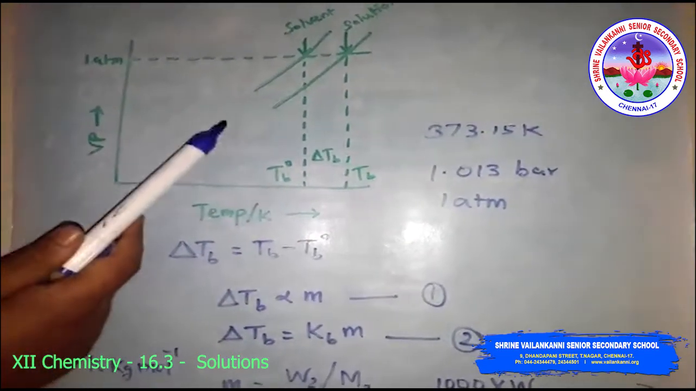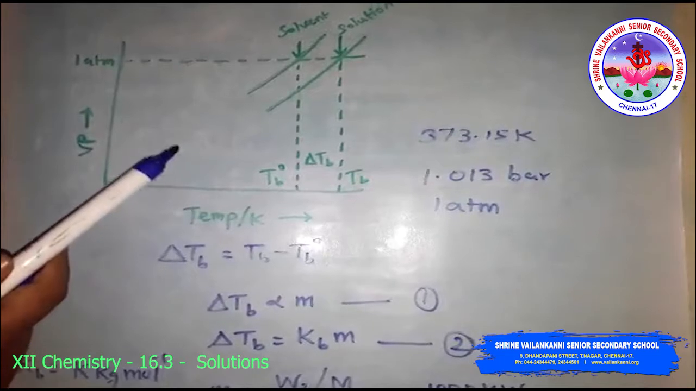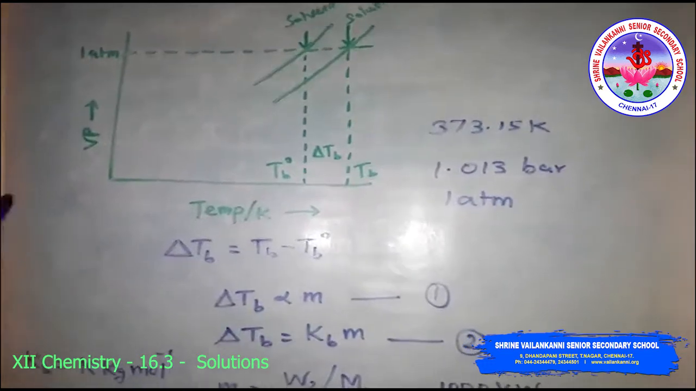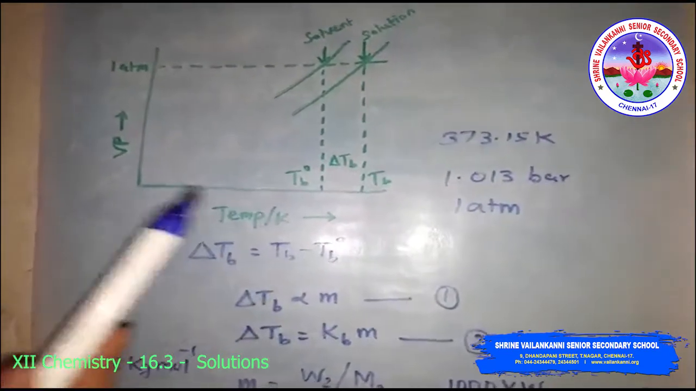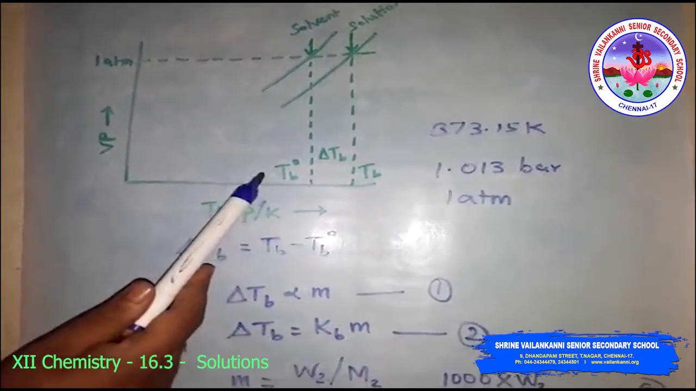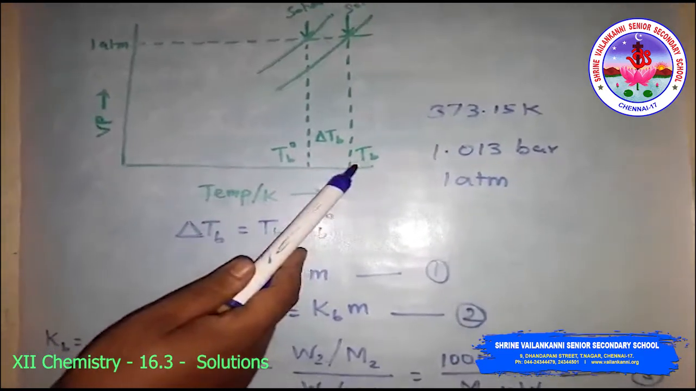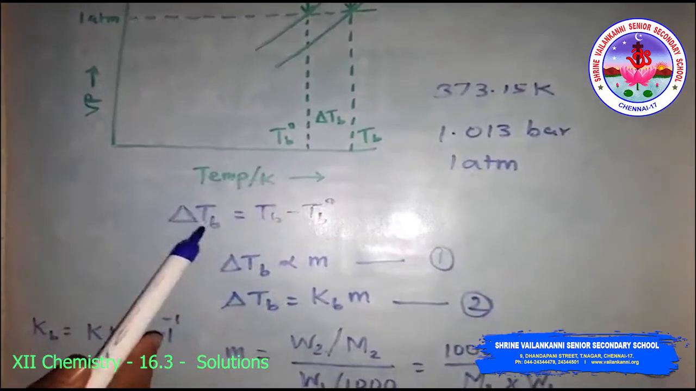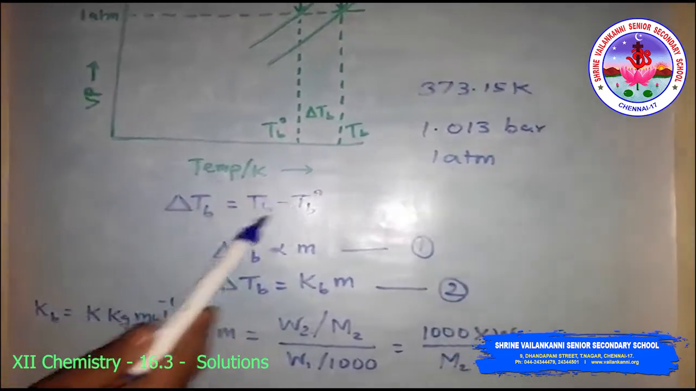Similar to the lowering of vapor pressure, the elevation of boiling point also depends on the number of solute molecules rather than their nature. So a solution of 1 mole of sucrose in 1000 gram of water boils at 373.15 Kelvin at 1 atmospheric pressure. Let T0 be the boiling point of the pure solvent, and Tb be the boiling point of the solution. So the increase in boiling point, delta Tb, is Tb minus T0. That is known as the elevation of boiling point.